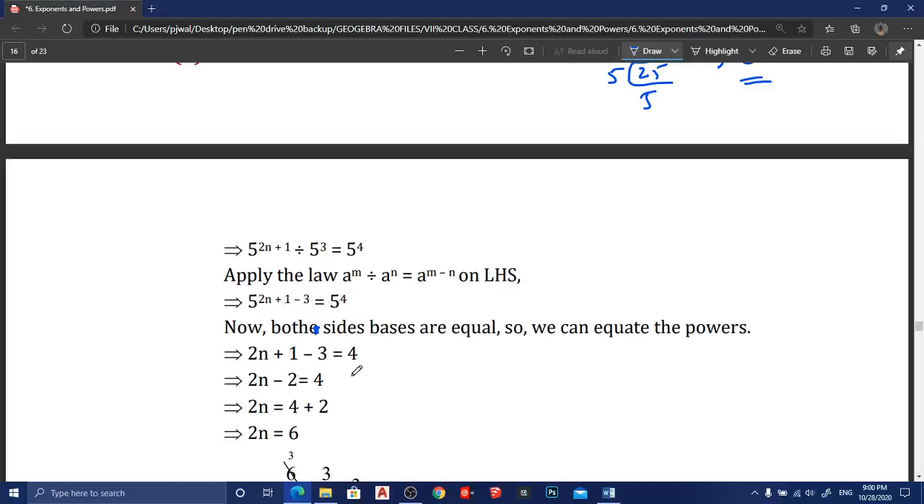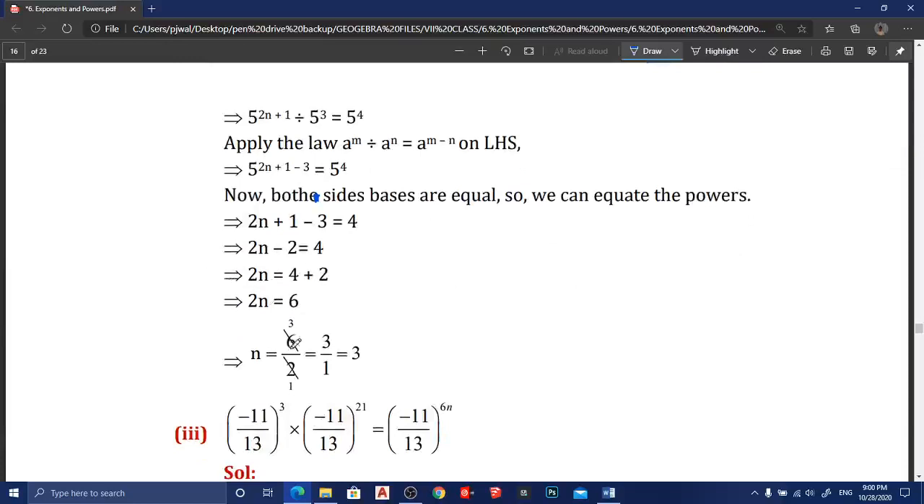So now again it is an equation. So 2n plus 1 minus 3 is how much? Minus 2. Up to here minus 2 is equal to 4. So transpose this minus 2 to the right side, it will become plus 2. So 2n is equal to 6. n is equal to 6 by 2. And this into 2 this side, divided by 2. So 6 by 2 is 3. 2 threes are 6. So therefore n is equal to 3. So this is the answer.